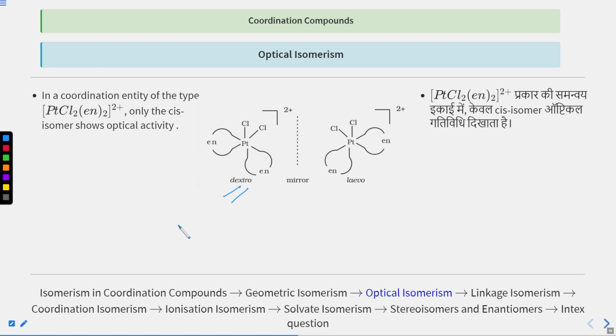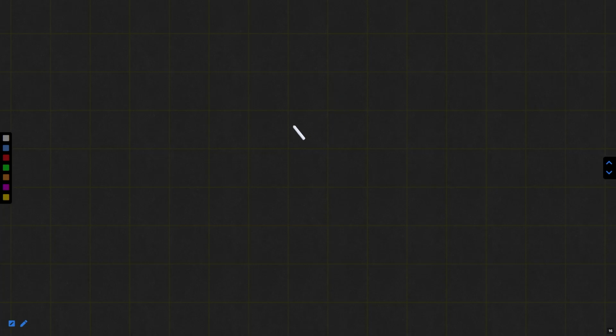So what is a plane of symmetry basically? It is a plane. If you put that plane between the molecule and both sides are the same, then we say this has a plane of symmetry and it will not show optical isomerism. What is the example of that? Suppose we take this M with two ligands. This is a trans form. You must have seen this.